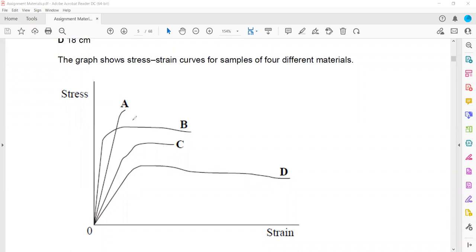Which is the stiff material? A stiff material is one which needs a greater amount of stress to produce a very small change in strain, or we check the initial slope. So which is the stiff material here?